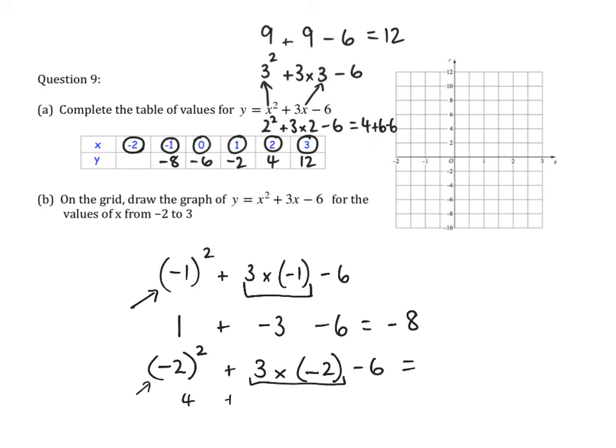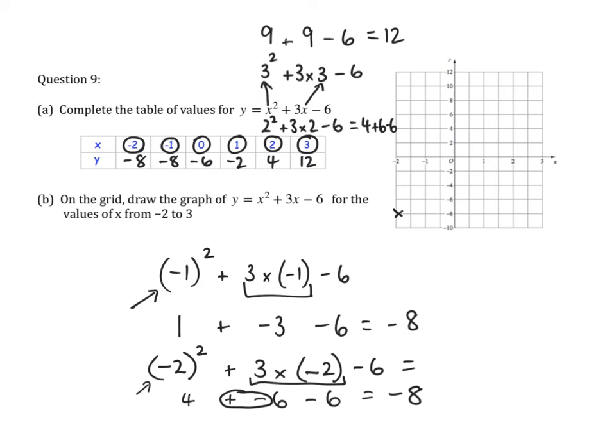3 times negative 2 is negative 6. And then we've got our subtract 6. So we've got 4. Adding a negative means I'm going to subtract it. So we've got 4 subtract 6, which is negative 2. Subtract 6 again, that's negative 8. And then all we need to do is plot those points.